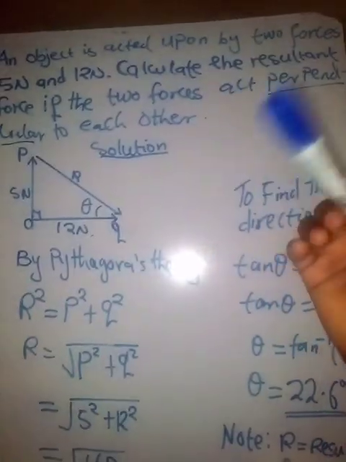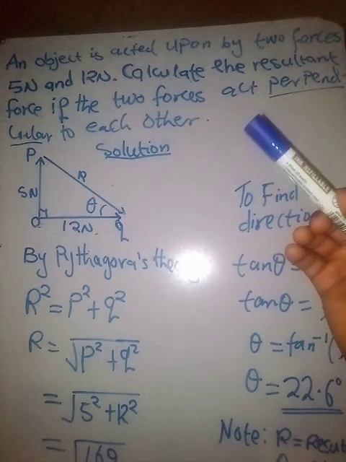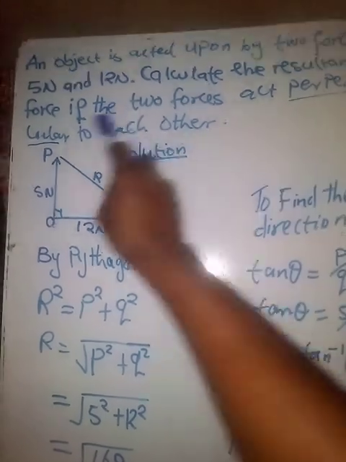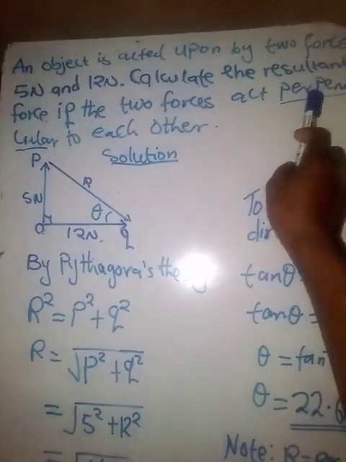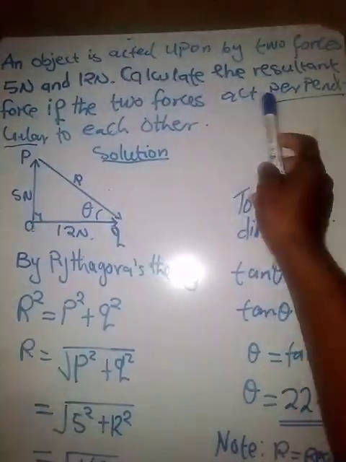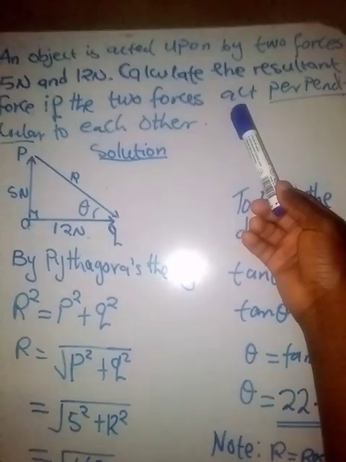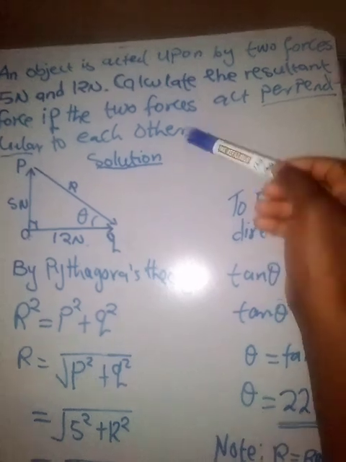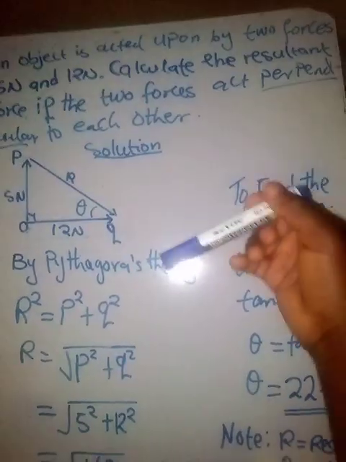The major thing we must take into consideration is the word perpendicular here. So there's a condition here, perpendicular. That means the forces may not act perpendicular, but in this question, the two forces act perpendicular. So how do we solve that?